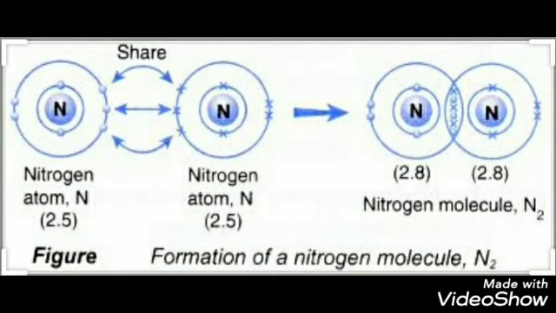The 2 nitrogen atoms combine together by sharing 3 electrons each to form a molecule of nitrogen gas. Since the nitrogen atoms share 3 pairs of electrons among themselves, the bond between them is called a triple bond.